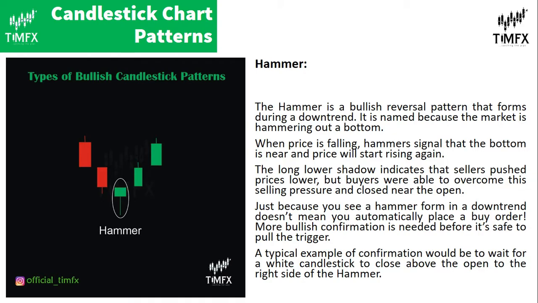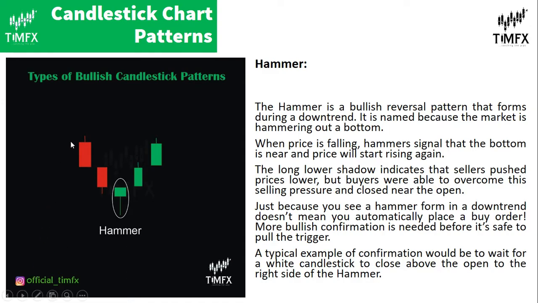The long lower shadow indicates that sellers pushed price lower, but buyers were able to overcome this selling pressure and closed near the open. Just because you see a hammer form in a downtrend doesn't mean you automatically place a buy order. More bullish confirmation is needed before it is safe to pull the trigger. A typical example of confirmation would be to wait for a white candlestick to close above the open to the right side of the hammer.